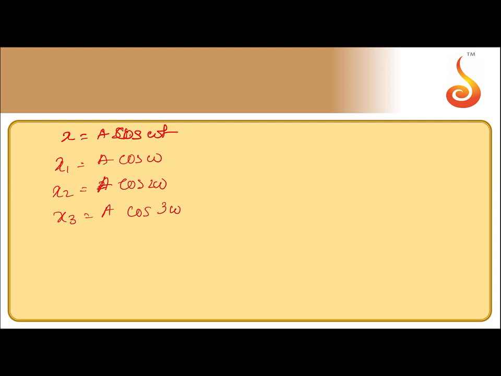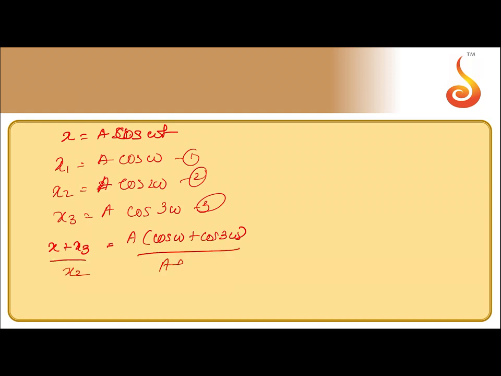Observe that the question says x1, x2, x3 are measured from the center. Now this is equation 1, equation 2 and equation 3. Let me consider equations 1 and 3, add them. x1 plus x3 is equal to a cos omega plus cos 3 omega, right? And I have x2, this should be equal to a cos 2 omega.